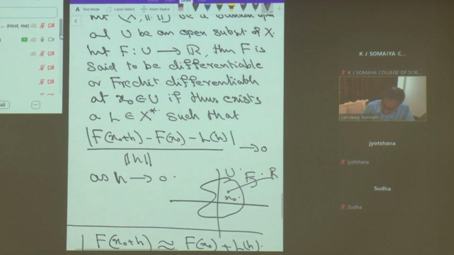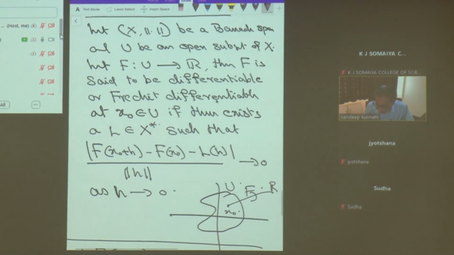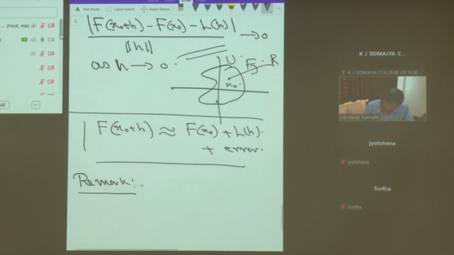So I say that f is differentiable at x naught if there exists a bounded linear map L, or L in X star, such that this is satisfied. It is possible that this condition may be satisfied for two functions, L1 and L2. We may suspect that, but it is not true. It is possible for at most one such L. So that is what I wanted to bring out.